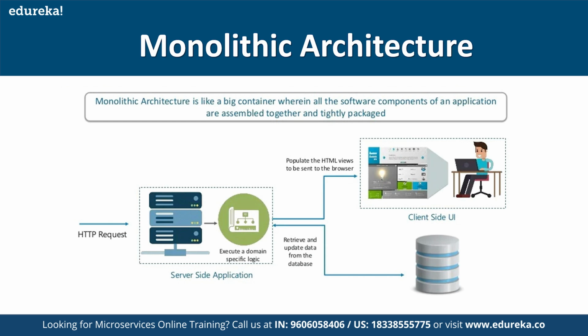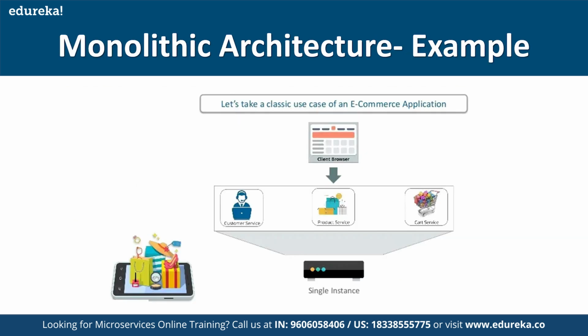The diagram you're seeing is a monolithic architecture. In this diagram, you can see the HTTP request, a server-side application, and all the HTML views sent to the browser, which is the client-side UI, connected to the database. Now let us come back to this one. This looks pretty better. In this diagram, you can see the customer service, product service, and cart service, which is a classic use case of an e-commerce application.